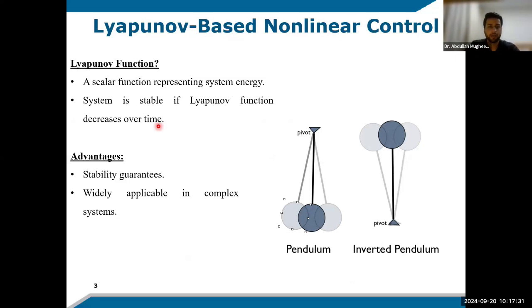How do we check that? We represent the system energy using a scalar function, and we apply the Lyapunov stability criteria and see if the energy of the system is decreasing or not. What this gives us is a guarantee that the system will remain stable, and it can provide very accurate information for really, really complex systems. There are other methods to determine if the system is stable or not in linear systems.